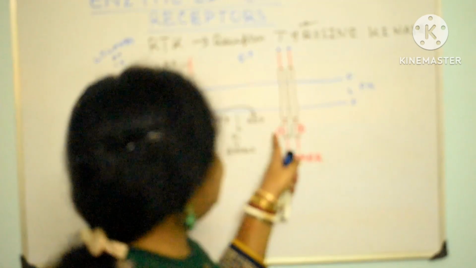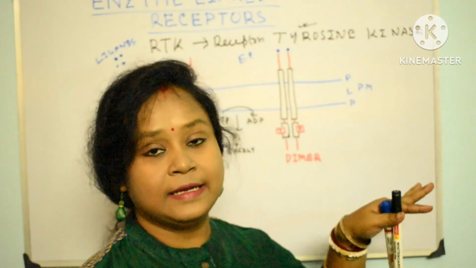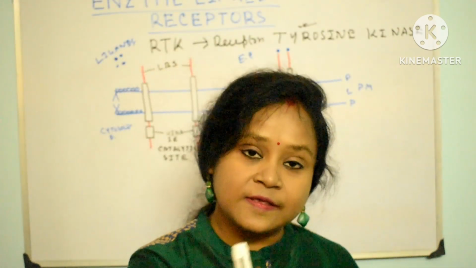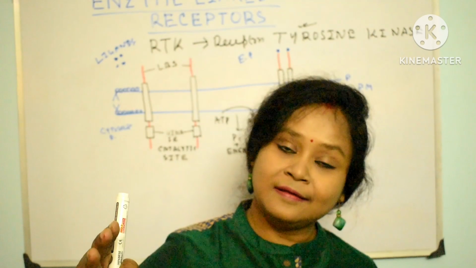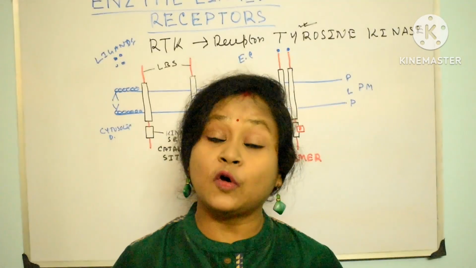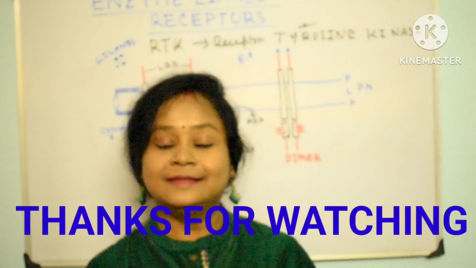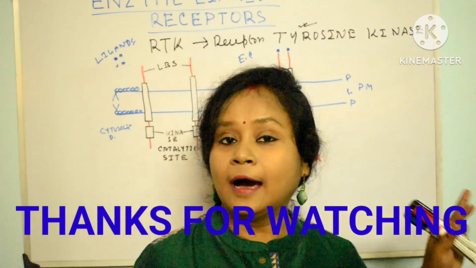Phosphorylate in which place? At tyrosine residues. The activated kinases can now phosphorylate one another, and the process goes on. Activation of RTK is done. The resultant phosphotyrosine functions as a docking site for many signal transduction proteins. So this is all about RTKs.